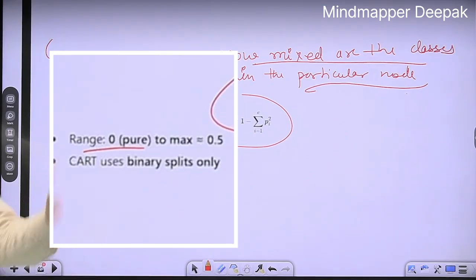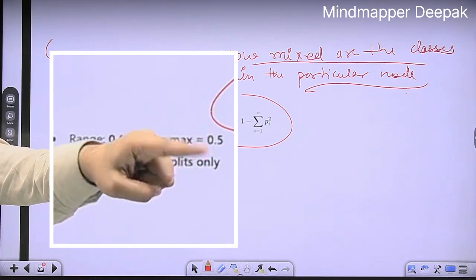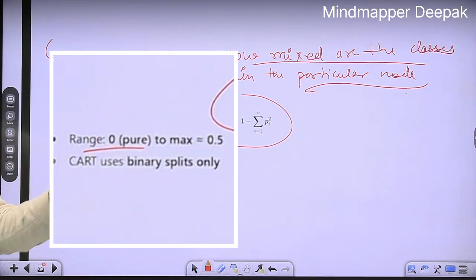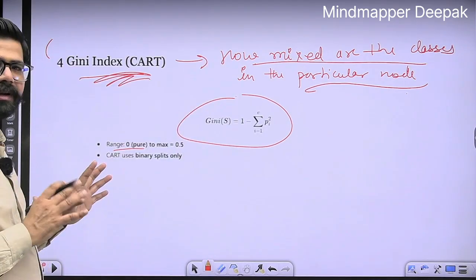So the Gini index is used in CART, that is classification and regression tree. Just note it down: it is fast to compute and gives more specific results. I hope this is clear, as we have now studied the four major things.